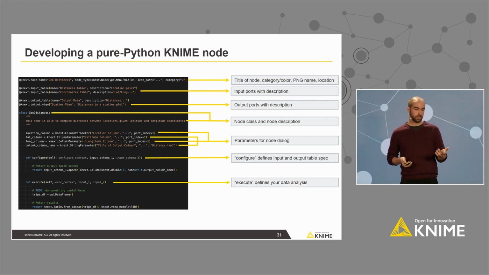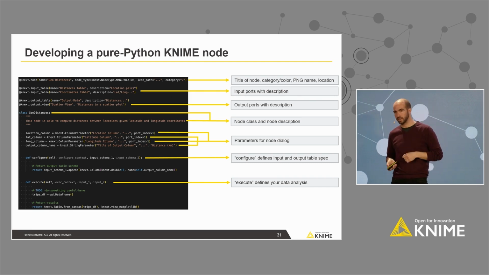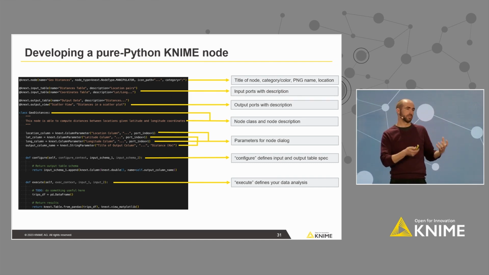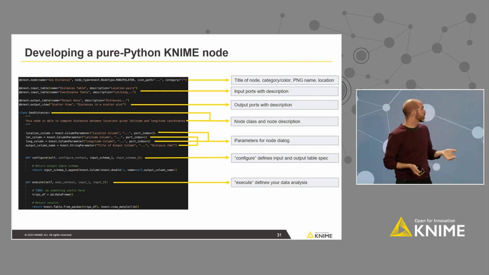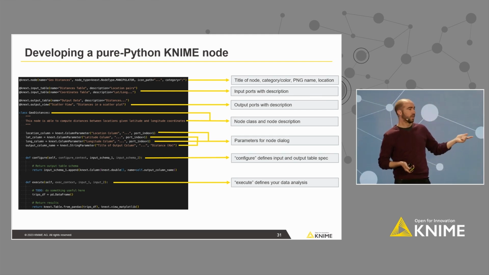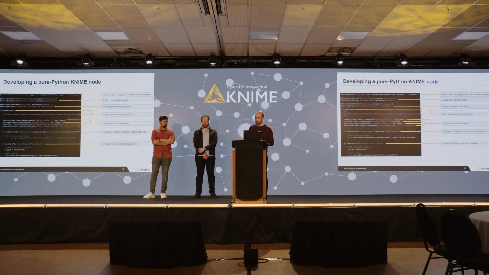And once that has finished, you can execute your node. Execution is where you actually get access to the input tables or images or whatever you might have, and then you produce the outputs. In the case of this node, the outputs are a table and a view. And to show you this in more detail, I would now switch to an example.